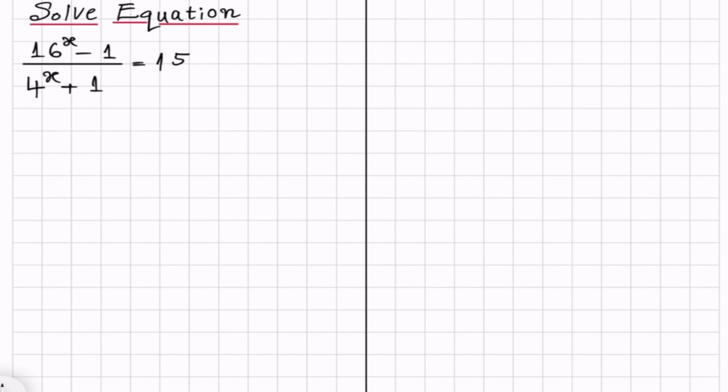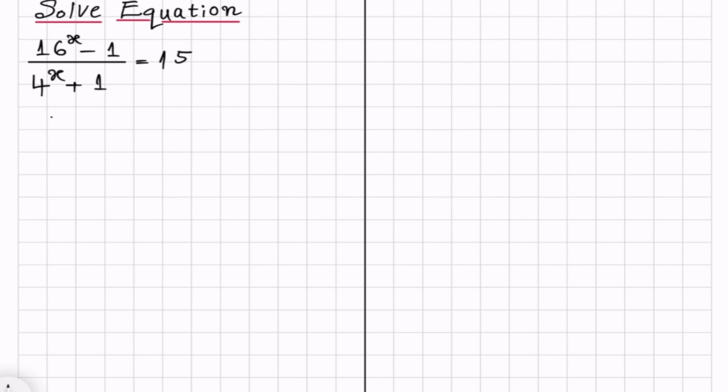Hi everyone, in this video I've got an equation for you, so keep watching to find out how to solve this equation. So (4^x)² − 1 over 4^(x+1)... wait, rather: 16, which is equal to (4^x)² − 1 over 4^x + 1, equals 15, okay?